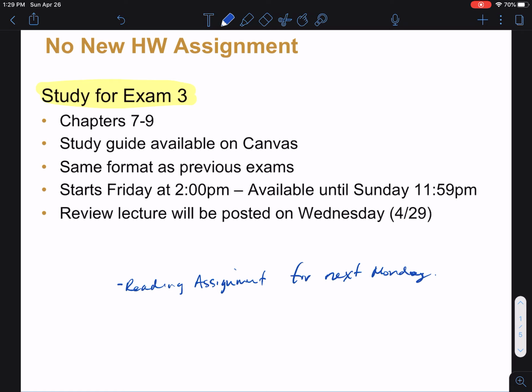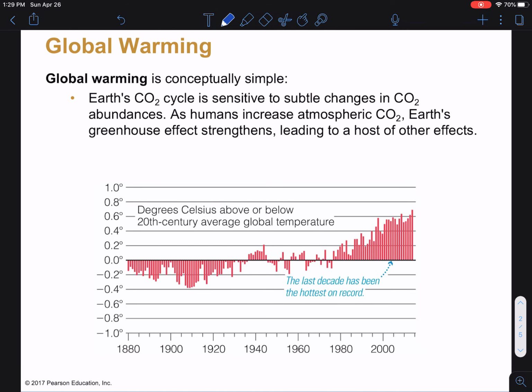We're going to be wrapping up chapter 10, talking about global warming. So let's look at that. Here's a diagram of global warming. And basically, well, this isn't a diagram of global warming. This is a diagram of the average global temperature for the last century or so.